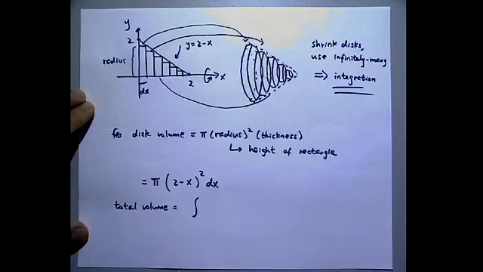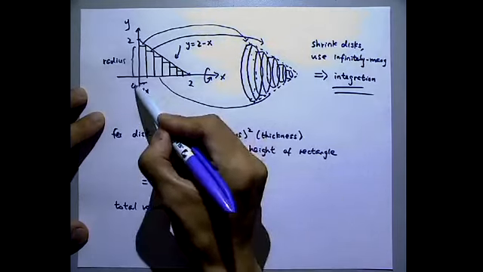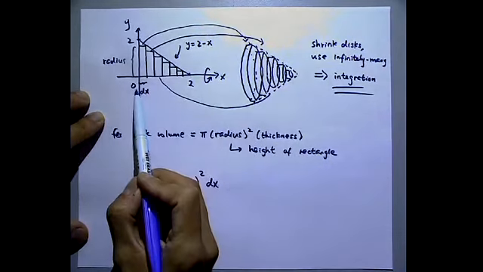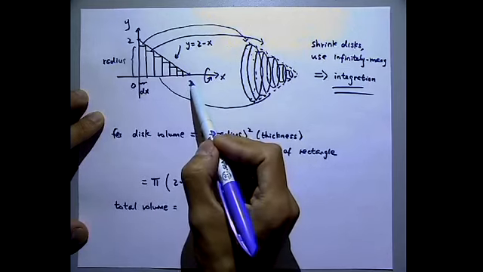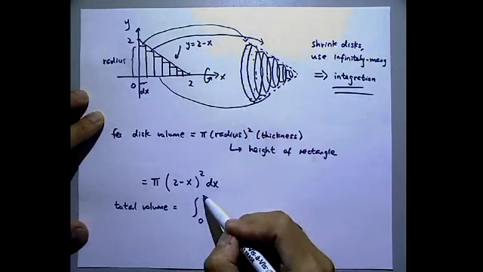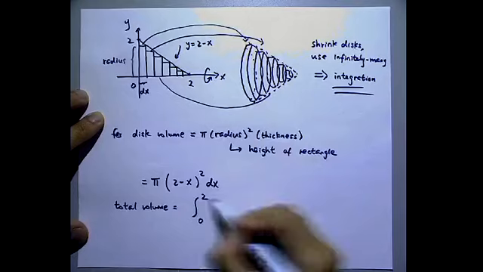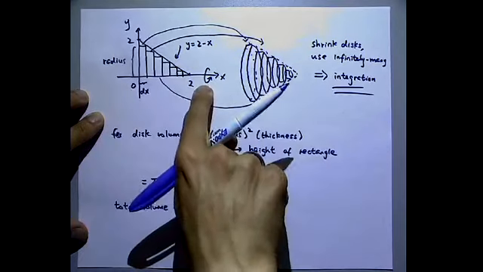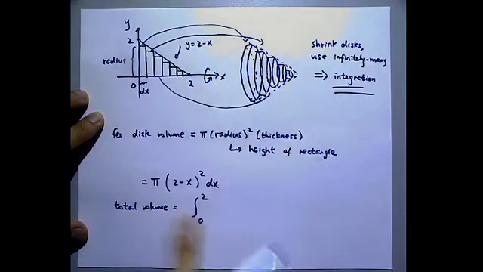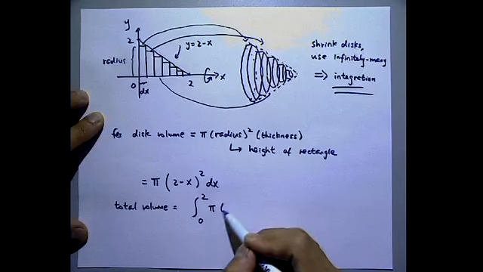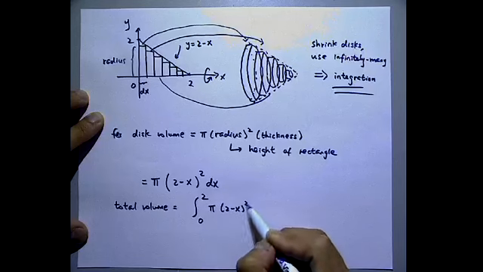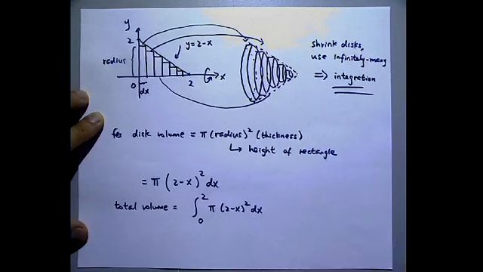We integrate, therefore. When we integrate, we're going to start doing that at x is equal to 0, and we stop accumulating disks at x is equal to 2. Sorry, not y, x is equal to 2. So x is equal to 0 to x is equal to 2. And at each value of x, we have one of these to sum up: pi radius squared dx.